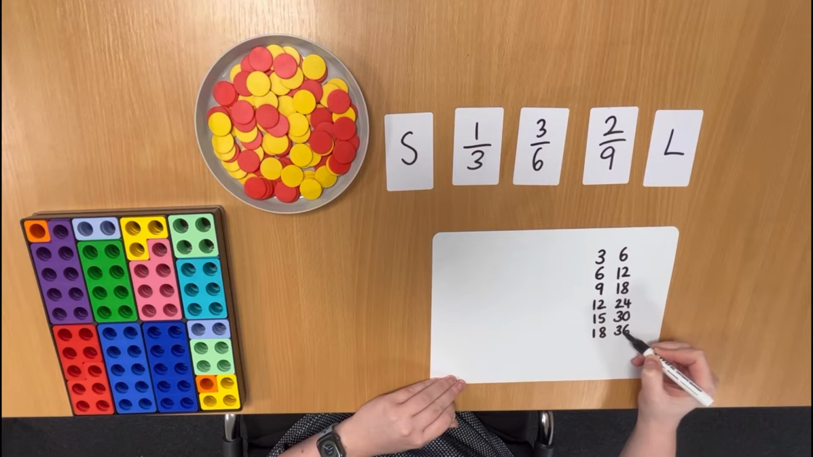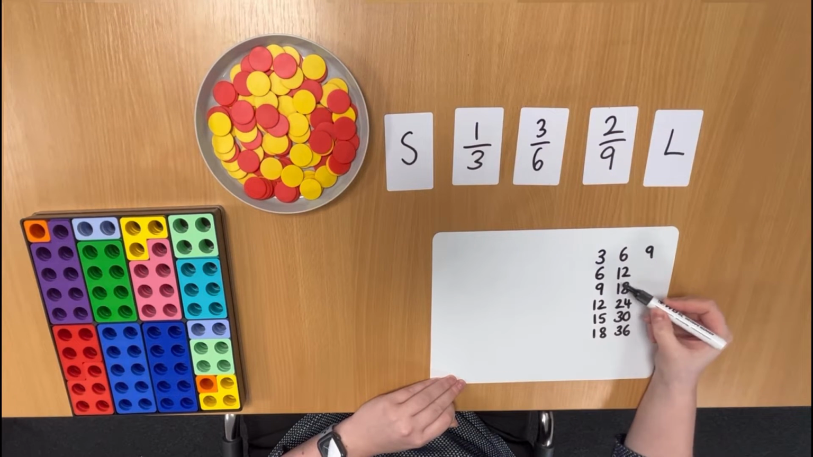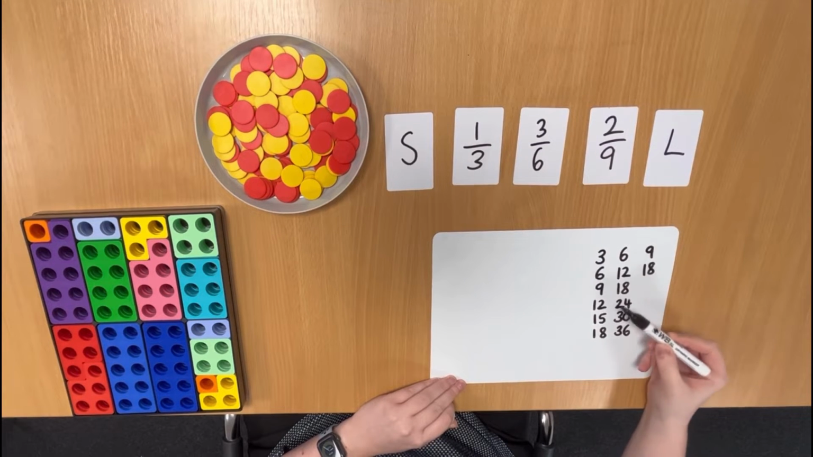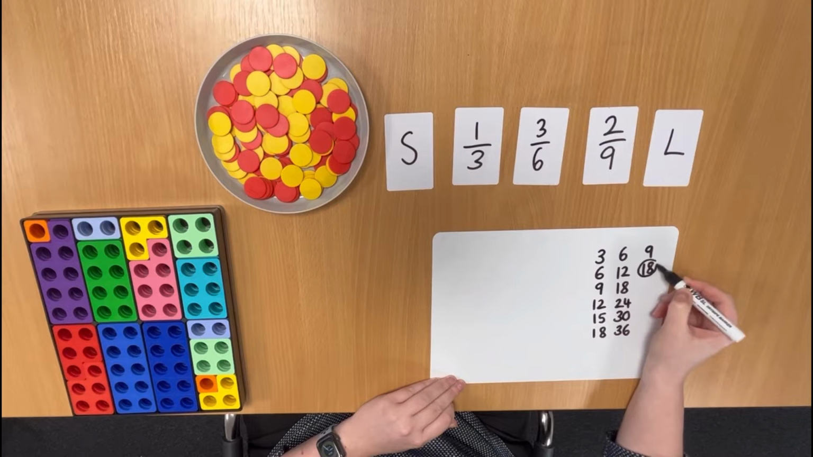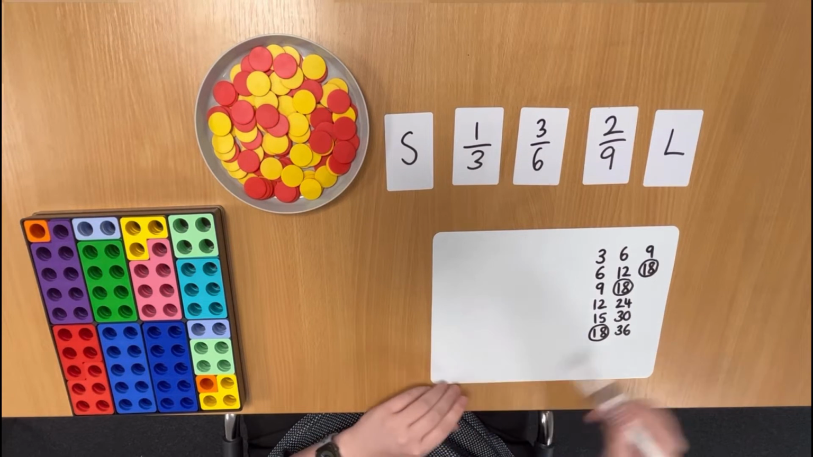Now we want to find a number that appears in all three columns. So 9, let's check, doesn't appear in all three columns. 18 is in the 6s and is also in the 3s, so we circle this to show that this is the lowest common multiple of these three numbers.